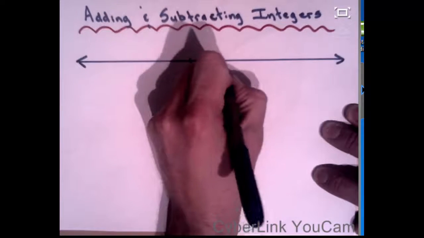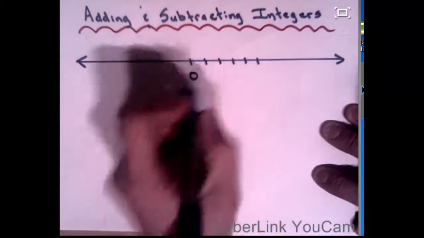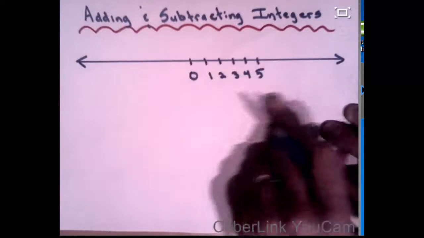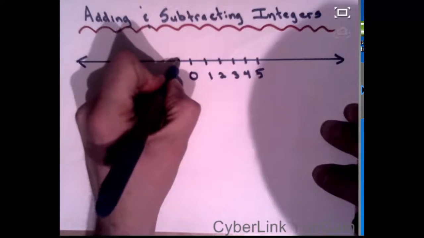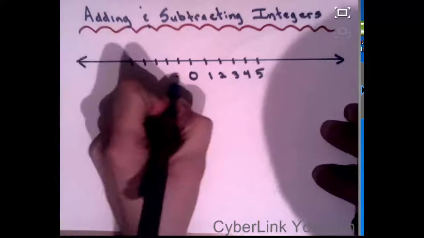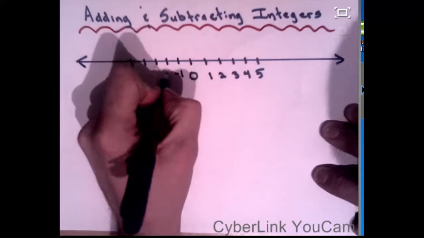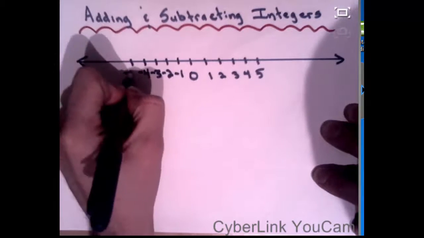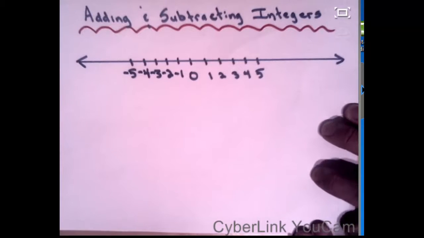And we can go forward. So 1, 2, 3, 4, 5. Okay, you could continue it if you need to. You can go backwards, -1, -2, -3, -4, -5. Okay, and we'll write those in.